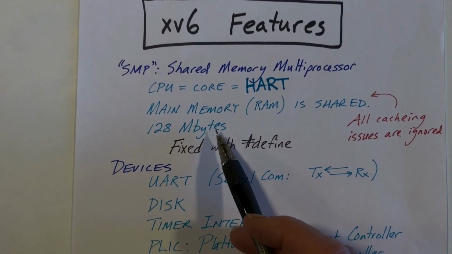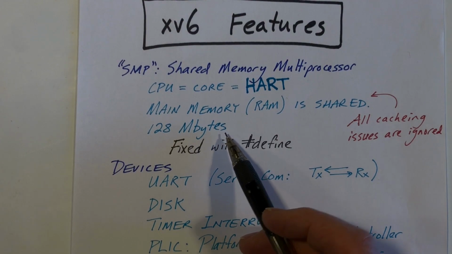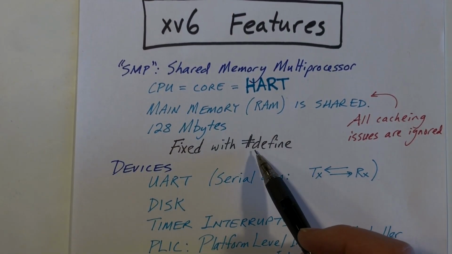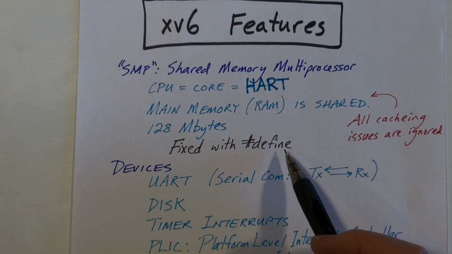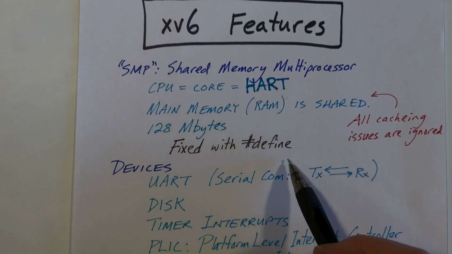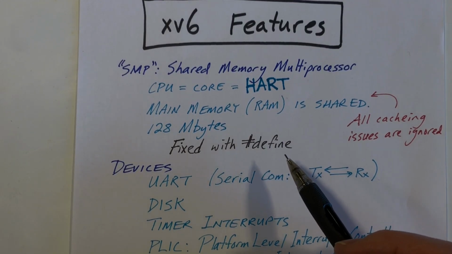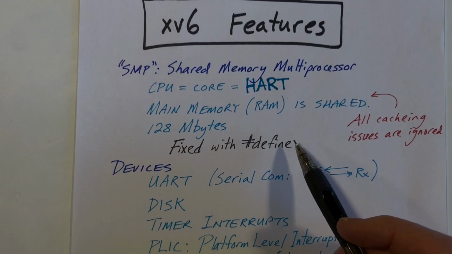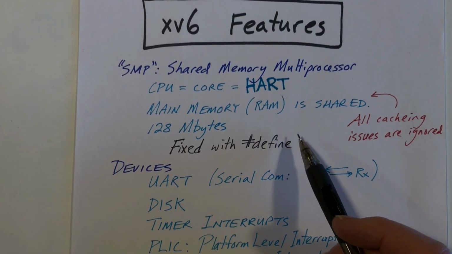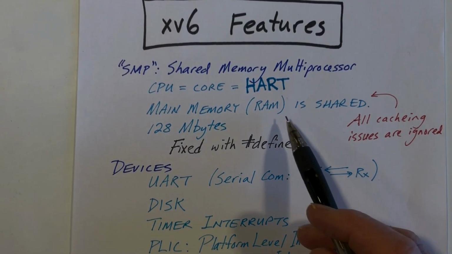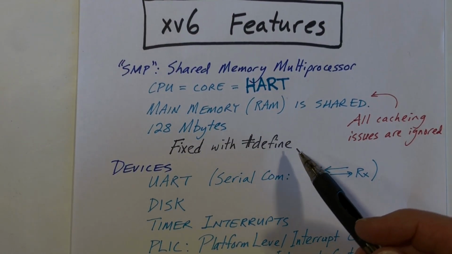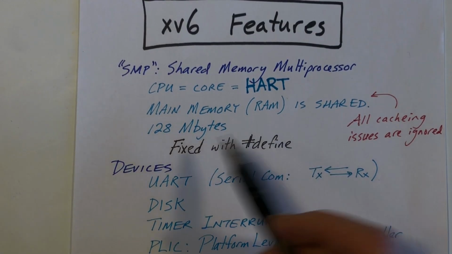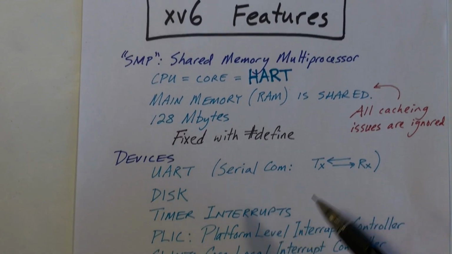The main memory is 128 megabytes, and this is just hardwired into the kernel's code. It's fixed with a #define. A typical real-world operating system kernel is going to look at the amount of memory that's available on the machine when it starts up, and it's going to configure itself to use all the physical memory. But with xv6, it's just hardwired in with the 128 megabytes.